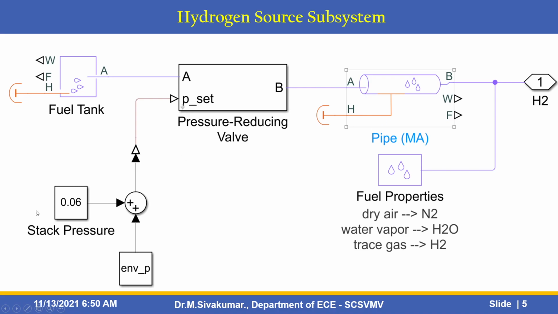In this model we are going to analyze the pressure reducing valve, stack pressure, fuel tank and fuel properties. From the moist air block subsystem you can get the pipe and fuel tank model. The output of this system is the fuel properties, which are dry air, nitrogen, H2O and hydrogen.